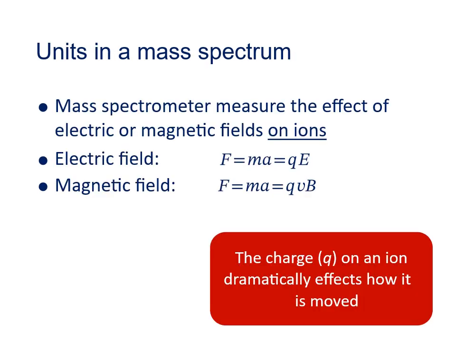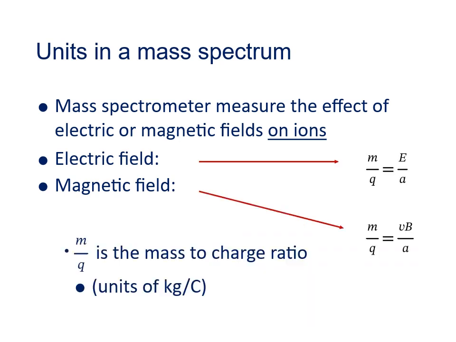So we've been looking at how to calculate the masses of molecules in daltons, but remember that mass spectrometers measure the effect of electric or magnetic fields on ions, not on charged molecules. Now in both types of field, the motion of the ion is affected by the charge, Q. We can rearrange both equations to pull the mass and charge components onto one side and leave everything else on the other side. So in both cases, you can see that the left-hand side of the rearranged equations is mass over charge. This is known as the mass-to-charge ratio. In this case, it would have units of kilograms per coulomb, because the equations work for SI units only.